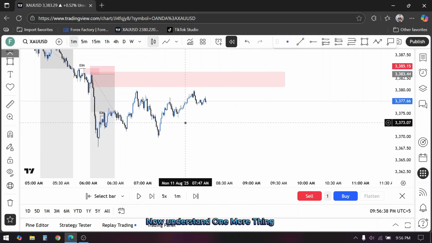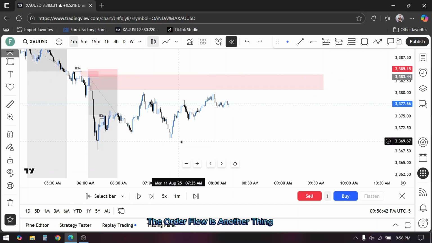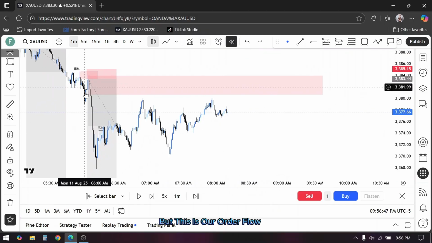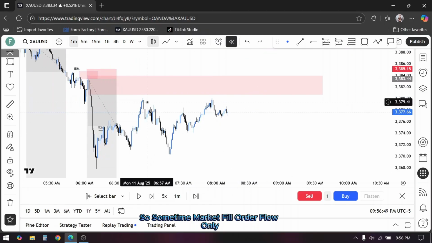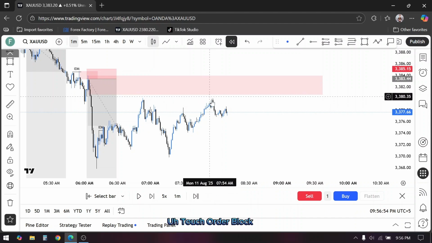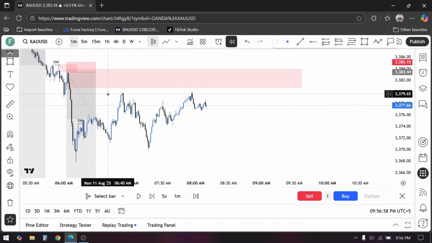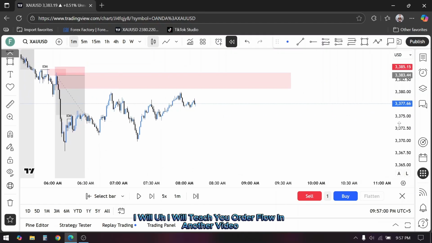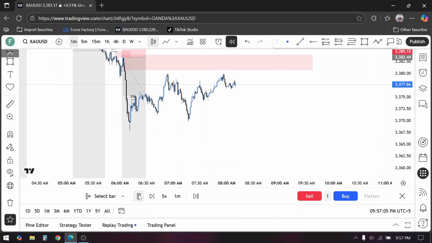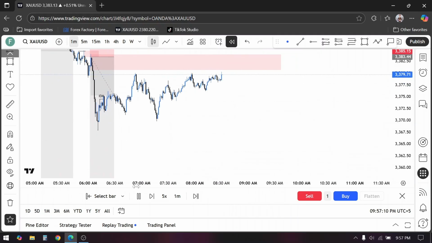Now understand one more thing. This is our order flow. The order flow is another thing, but this is our order flow. Sometimes market fills order flow only, or sometimes market touches the order block. So this one is our order flow area. I will teach you order flow in another video. Today's video is our bias. Let's see, maybe possible market touches our order block.